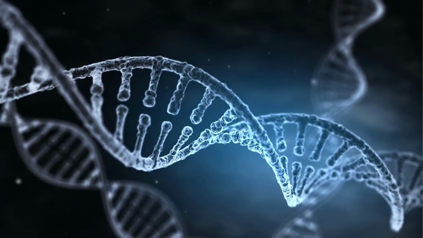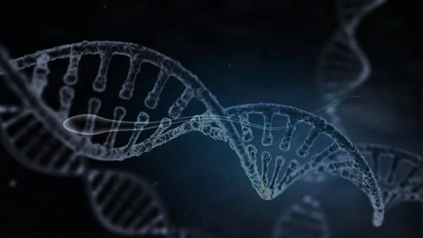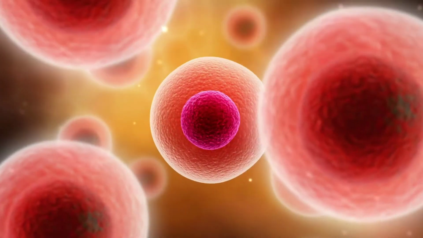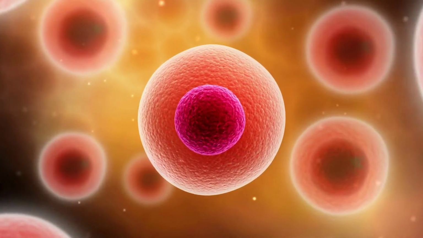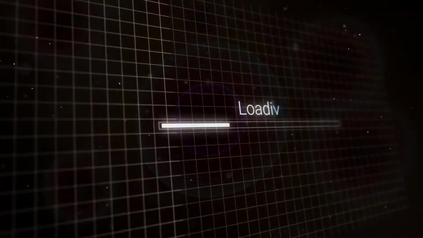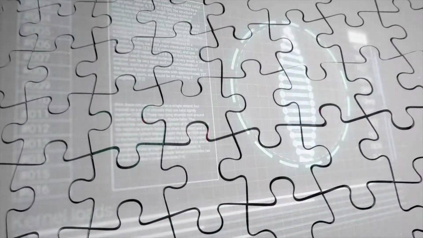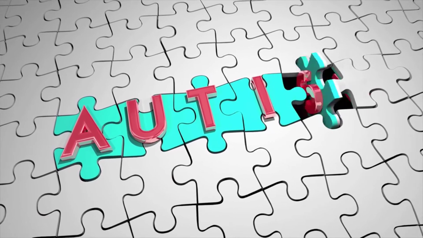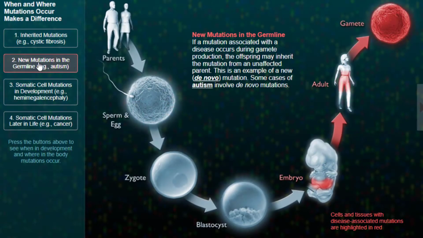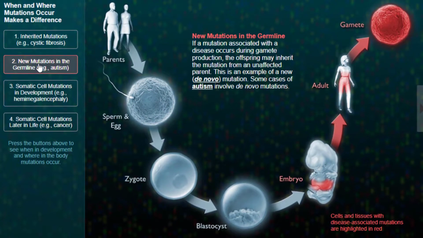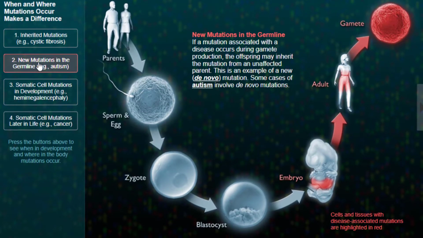Next, we'll look at new mutations in the germline. If a mutation associated with the disease occurs during gamete production, the offspring may inherit the mutation from an unaffected parent. This is an example of a new, or de novo, mutation. Some cases of autism involve de novo mutations. Here, we see the cells and tissues with disease-associated mutations highlighted in red.